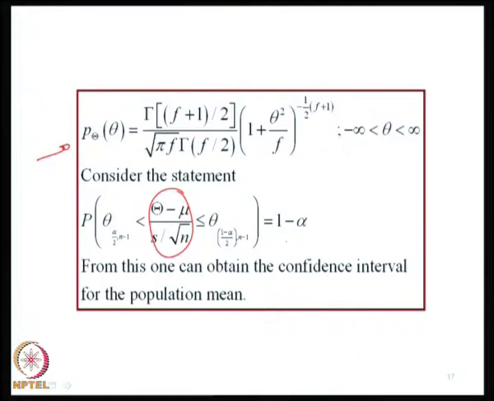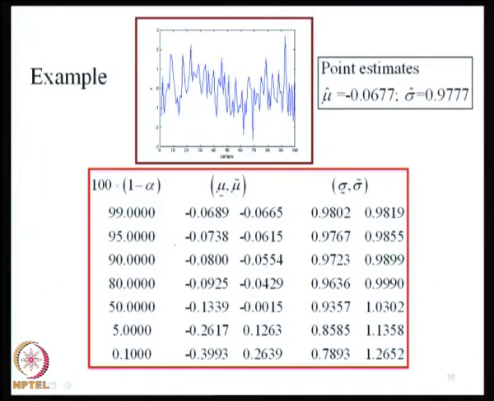Okay. So, as I said, instead of using the Gaussian density function, you need to use the t distribution function. Now, as an example, I have selected 100 samples of random numbers, and I am first constructing the point estimator. The mean is minus 0.0677 and sigma hat is 0.977 for this sample. Now, in this table I have shown the confidence intervals for mean and standard deviation at different levels of confidence.